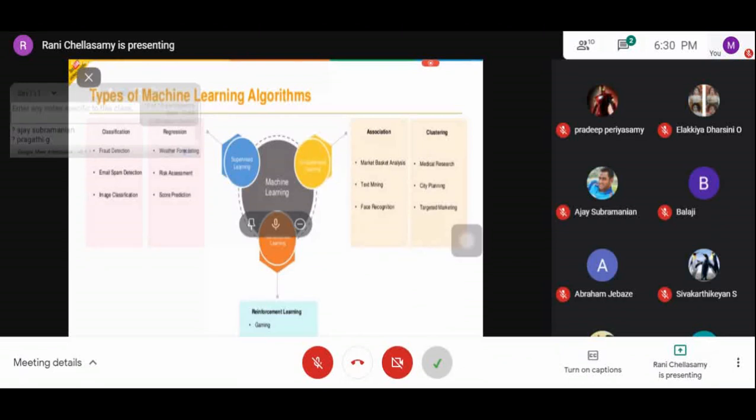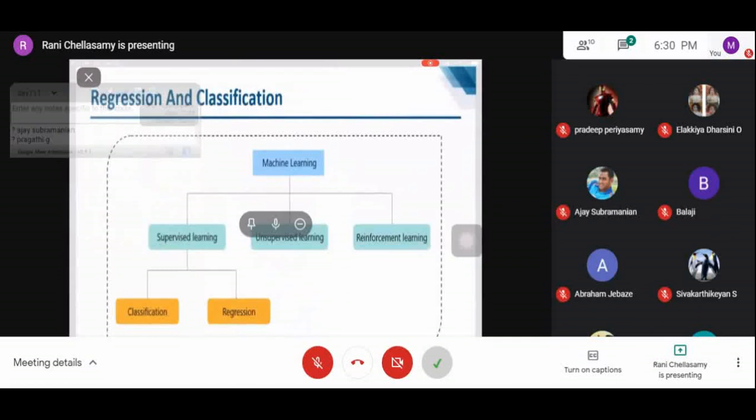And the next one is the reinforcement algorithm. We can apply it to gaming problems, robot navigation, stock trading, and assembly line processes. For those kinds of problems, you can apply the reinforcement learning algorithms. Okay, so today we are focusing on the regression part.